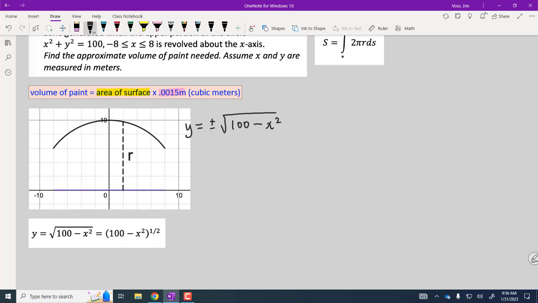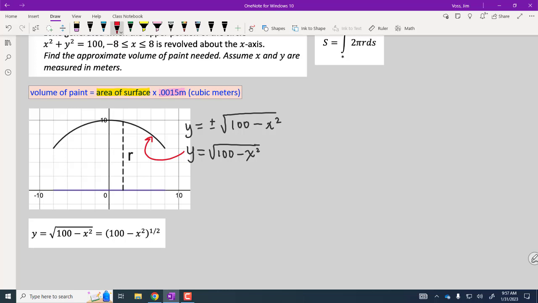And do we choose the positive or negative? Positive. So if they had given us the curve down below, the bowl part, if they had said, let's use the lower half, then we would choose the negative one. But they've given us a portion of this circle that is above the x-axis, so that is going to be the equation for the curve right there that we're using. So it's the upper semicircle.